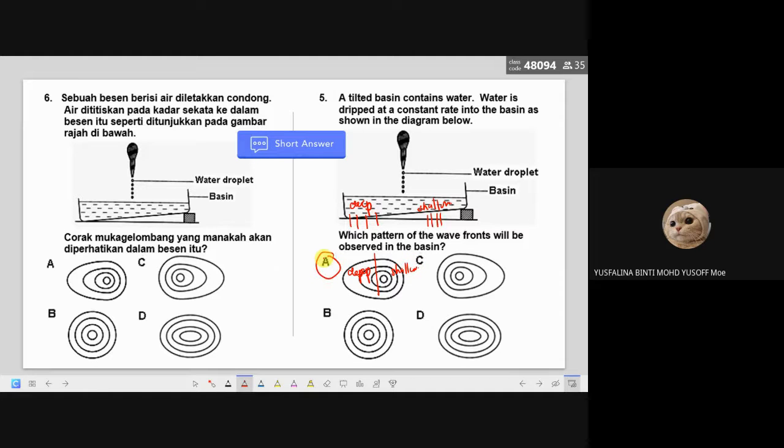For those who answered B, the answer is wrong because the depth of the water is different. If you answer like this, it means the depth of the water is uniform, the same. There is no deep part or shallow part, all is the same level. So then you can get B. But for C, this is shallow and this is deep. So the answer should be A.